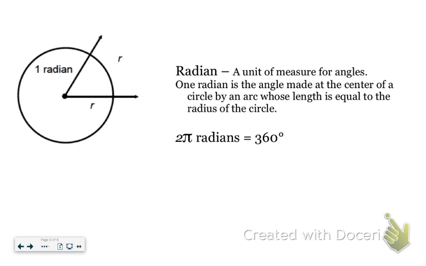Okay, now let's talk about radians. A radian is a unit of measure for angles. One radian is the measure of an angle made at the center of the circle by an arc whose length is equal to the radius of the circle. So basically, if you take your radius, this is our radius right here, and your intercepted arc is the same length as your radius, that equals 1 radian. So this angle is 1 radian, and the arc is also 1 radian.